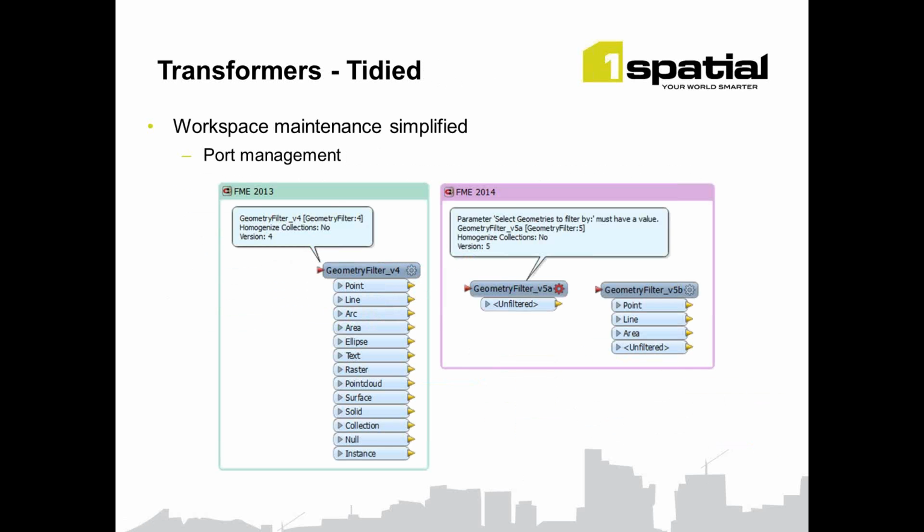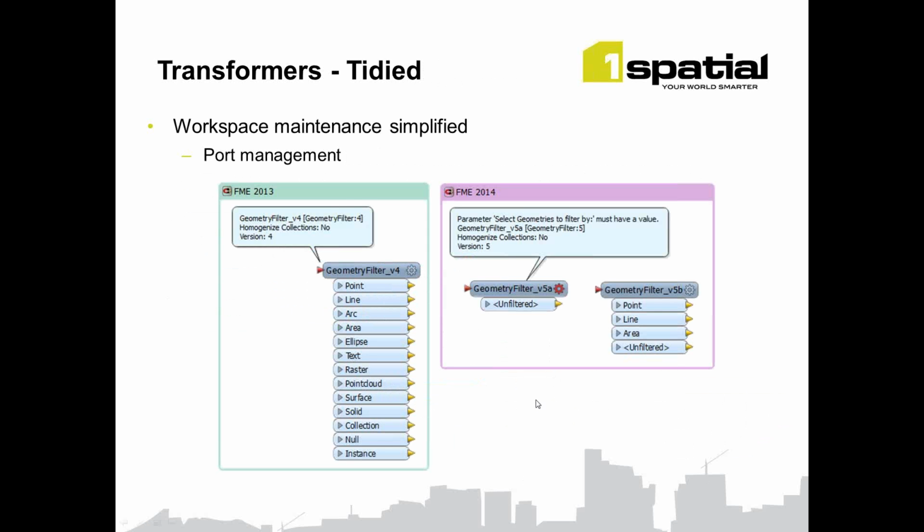Port management is another one that is making a difference to having much more maintainable workspaces. In the old days, so 2013 and prior, version 4 of the geometry filter existed, and it allowed you to consume data and then connect up the geometry types that you're interested in keeping. But if you're reading a format that doesn't have any point cloud data, you still had to have this point cloud port available on the canvas.